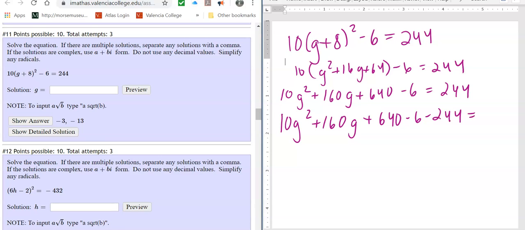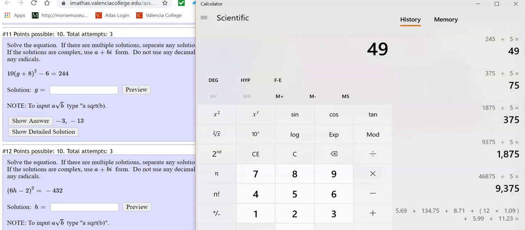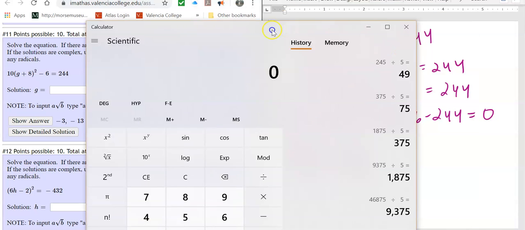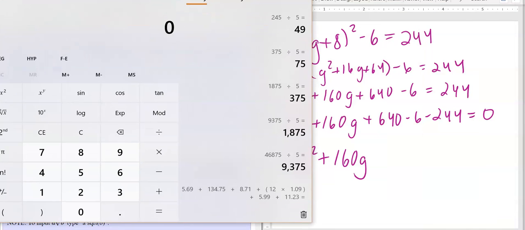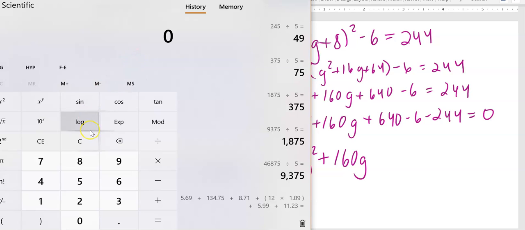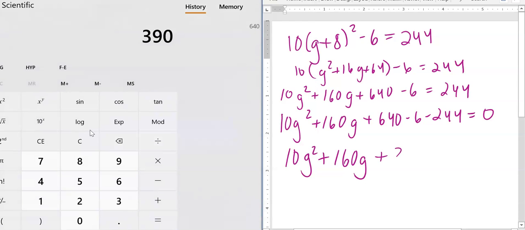So I'm going to take 244 from both sides, and I'd get 10g squared plus 160g, and then I would use my calculator to figure out what is, okay, we clear this out. So this would be 640 minus 6 minus 244, and I get 390.